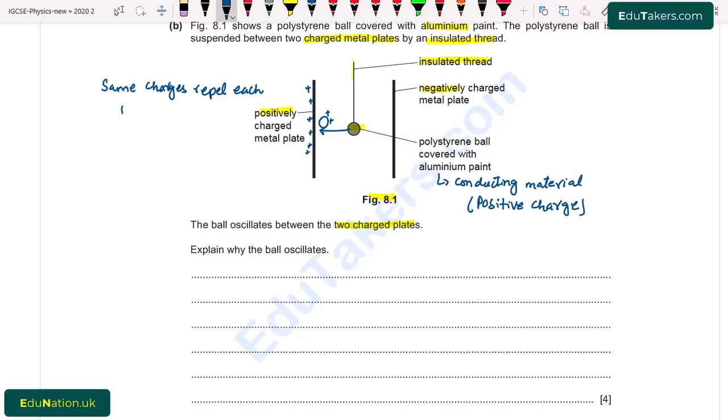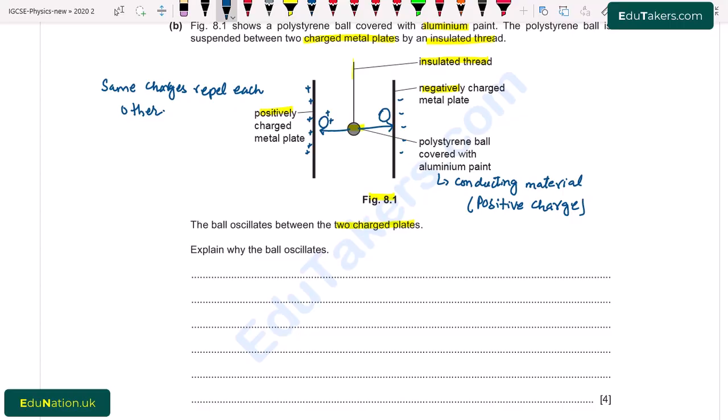So the positive charge will repel the positive charge, and the ball moves towards the other plate, which is negatively charged. Here the ball is positively charged. Once it touches the negatively charged plate, it is going to lose its charge, because the negatively charged metal plate starts giving its negative charge to the ball, and everything becomes neutral.